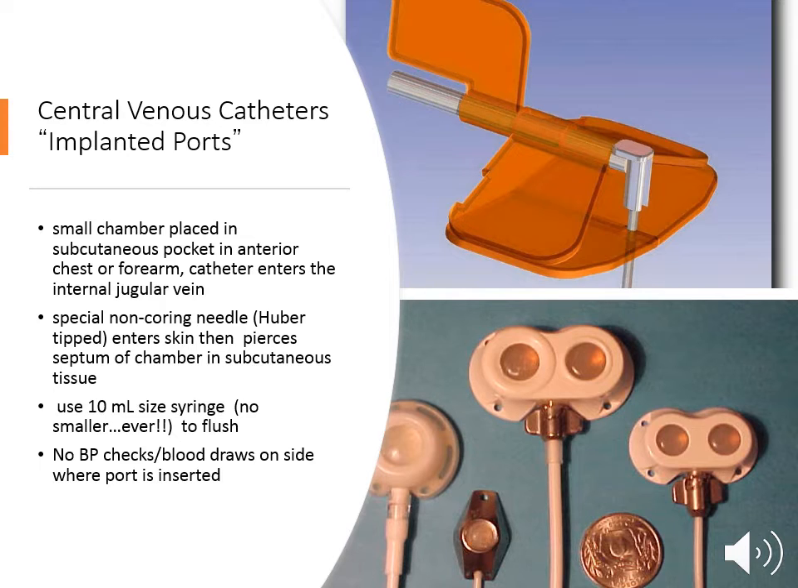You want to make sure you're always using a 10 ml size syringe, no smaller ever, to flush it. And then no blood pressure checks or blood draws on the side where the port is inserted. A lot of times these patients are very good at telling you where they have a port, because you may only just see the scar. Or there's a sign on the bedside that they have a port and not to access a certain side.